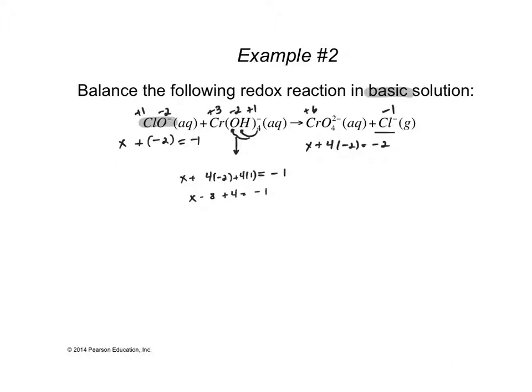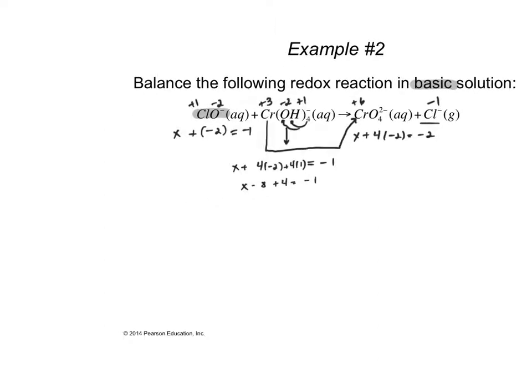So chlorine's gone from a +1 to a -1, so we see a decrease in oxidation state. Chromium has gone from a +3 to a +6, right? So we see an increase in oxidation state. So that is oxidation. So oxidation here, and I'm going to go ahead and write out my separate oxidation half reaction, because that's step number 2, writing out these half reactions. So for an oxidation half reaction, are electrons a product or are they a reactant?